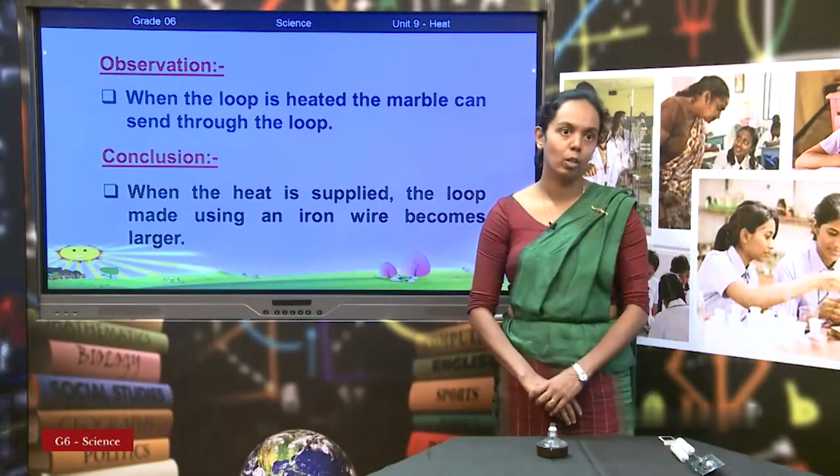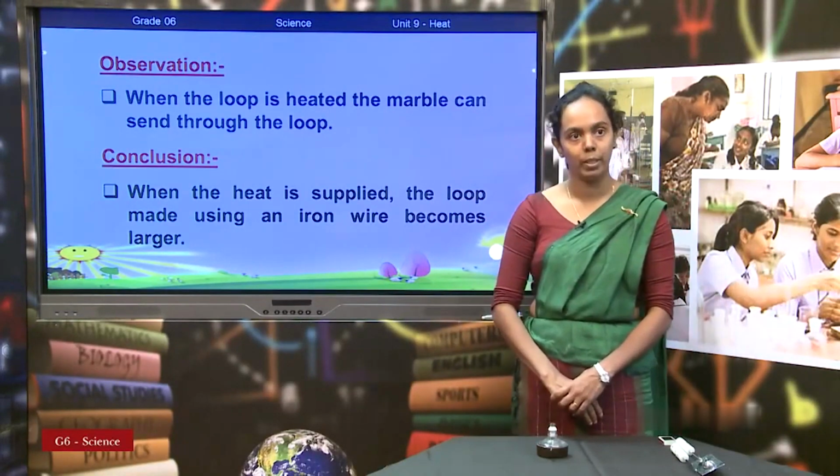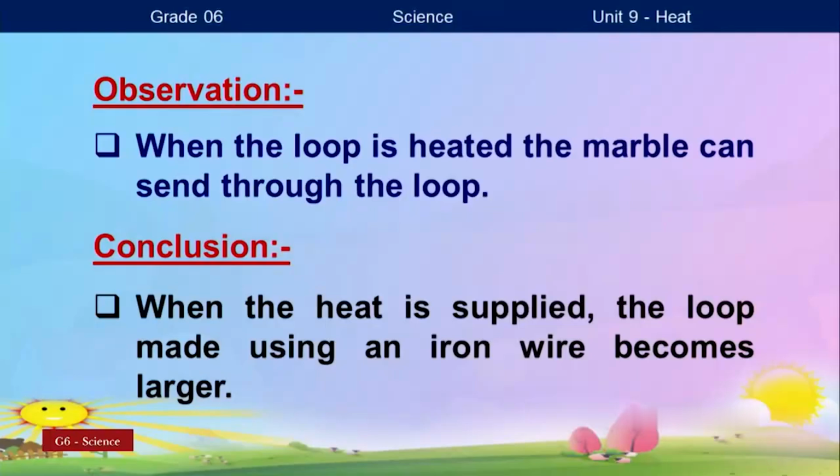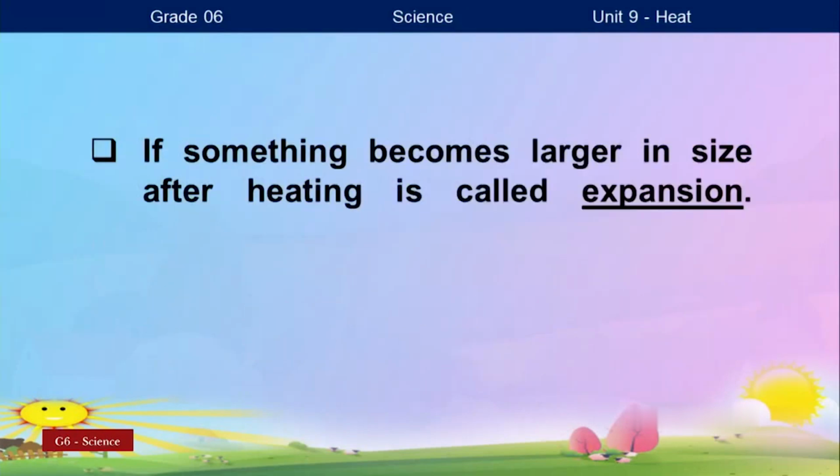Here you can see the observation when we are doing the experiment. When the loop is heated, the marble cannot pass through the loop. And we can come to a conclusion: when heat is supplied, the loop made using an iron wire becomes larger. Now we know if something becomes larger in size after heating, it is called expansion.